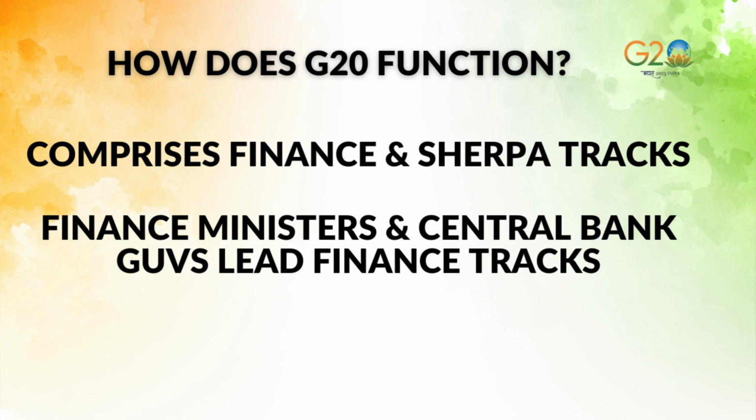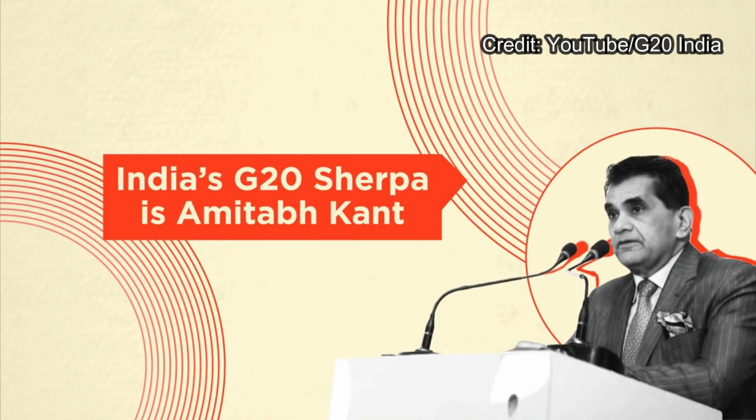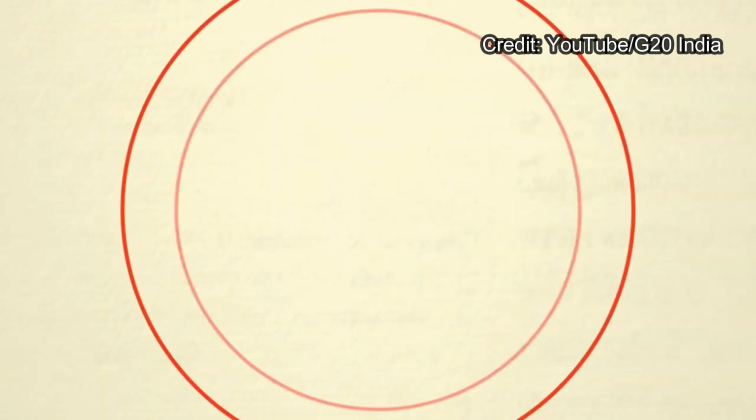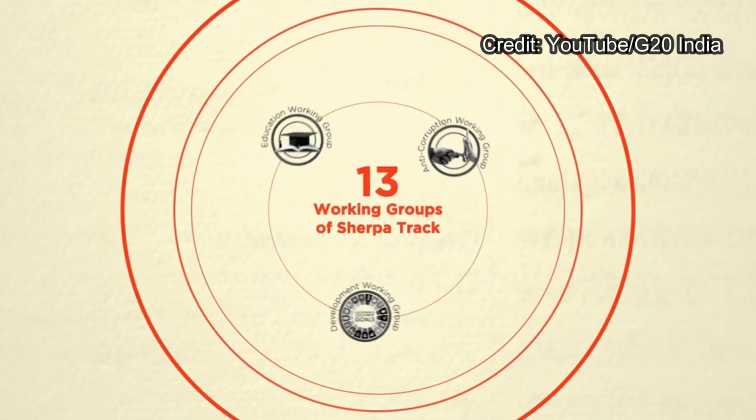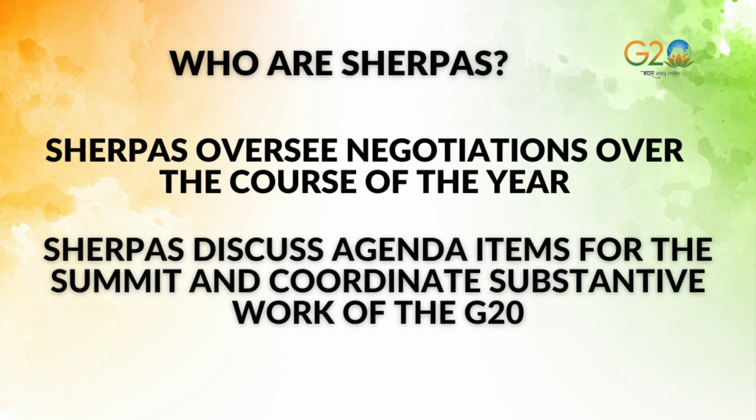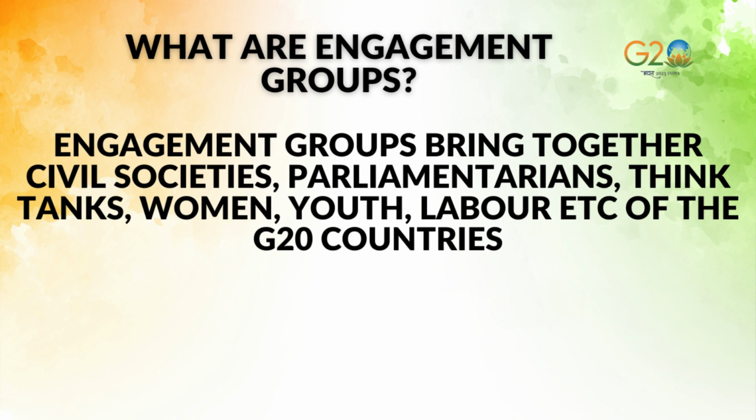The G20 consists of finance and Sherpa tracks. Finance ministers and central bank governors lead the finance track. The G20 process from the Sherpa side is coordinated by the Sherpas of member countries who are personal emissaries of the leaders. The Sherpas oversee negotiations over the course of the year, discussing agenda items for the summit and coordinating the substantive work of the G20. Then there are engagement groups which bring together civil societies, parliamentarians, think tanks, women, youth, labor, business, and researchers of the G20 member states.